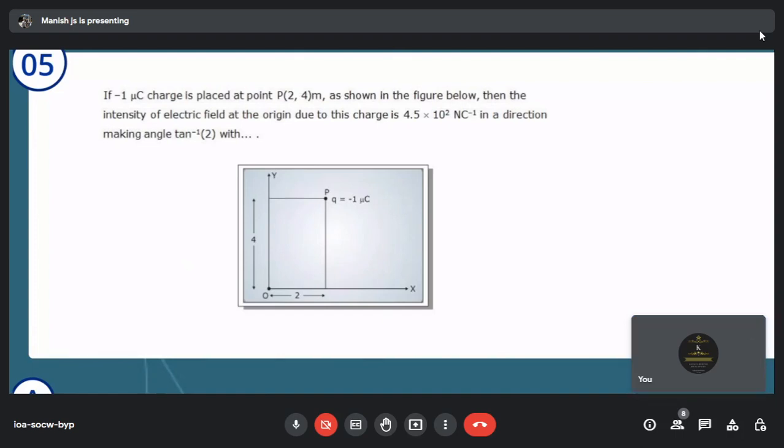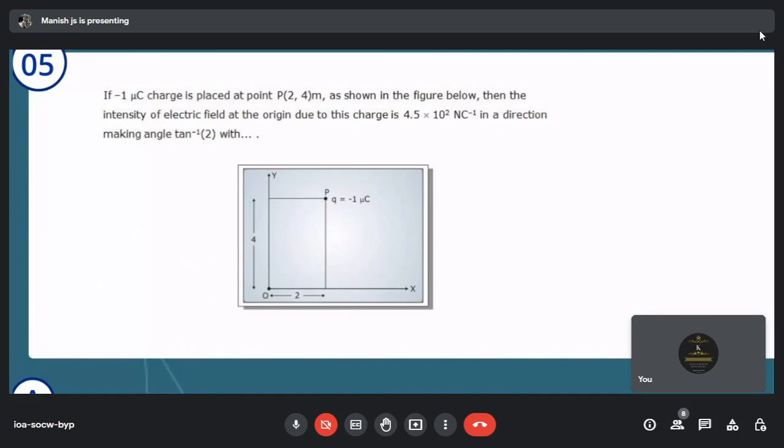Draw the picture so that you will have the question with you. Okay, have you written all the given values? I'll again explain the question also for those who didn't understand. Here you are placing a charge of 1 microcoulomb, that is 10 power minus 6, as I already said, at the point 2,4. They have placed it at the coordinate point 2,4.